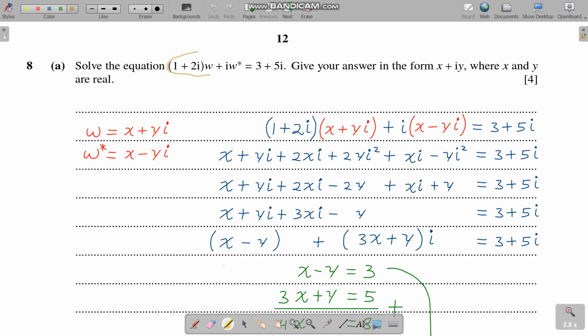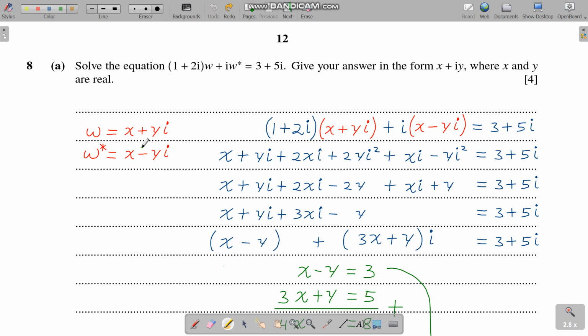Solve the equation (1 + 2i)w + i w* = 3 + 5i. So w* is the conjugate of w. We start by defining w as x + yi, and w* is therefore x - yi. Conjugate means exactly the same, but we replace the plus with the minus or minus with plus.